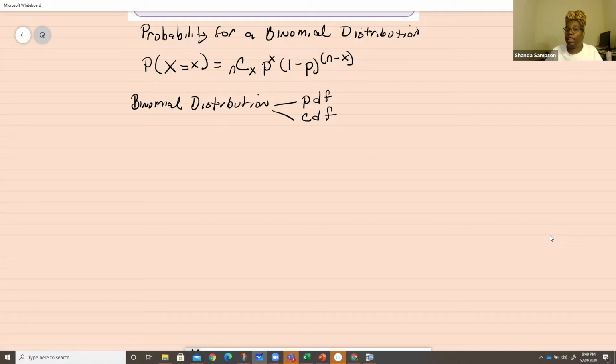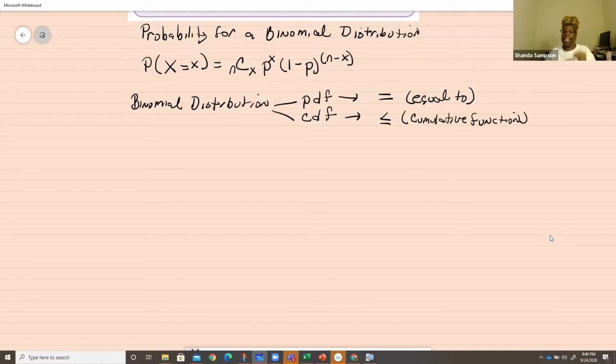In your calculator, the PDF function means equal to. That's all it does. And the CDF function does less than or equal to. It's a cumulative function in your calculator. But these are the only things that your calculator can do. Your problems are going to be different from this, but these are the only things your calculator can do.